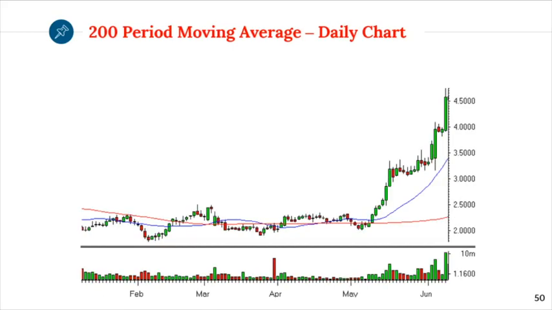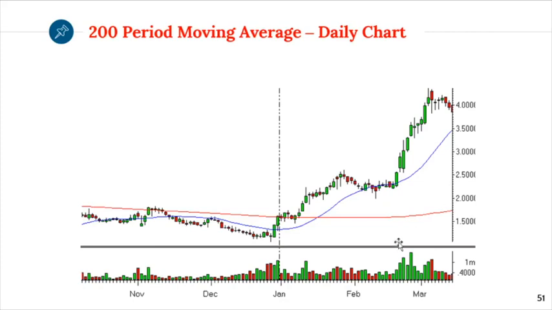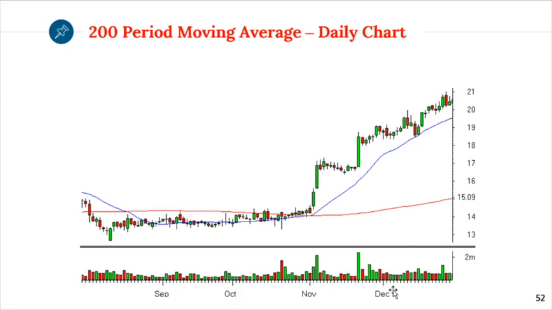Okay, and more of the same. Where did this stock come from? It was basing at or near the 200. Moving average starts to point up, and look at the move. And this is perhaps my favorite. This is RYAM. I played it. Look at this, guys. Flat 200 and a rising 20.